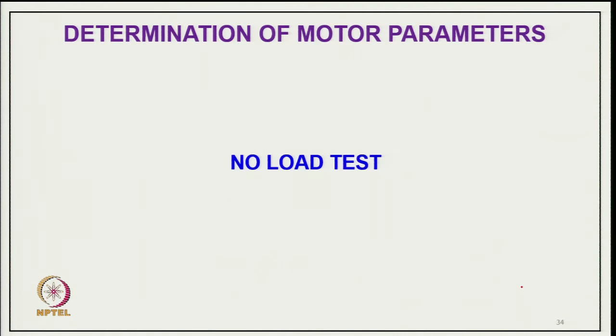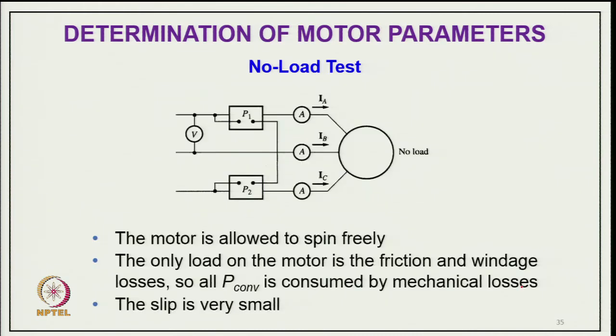So, now coming to the second test, that we call the no load test, or also the light running test of this induction motor. We have a voltage measurement as well as 2 wattmeters to measure the 3 phase power, and 3 ammeters of course, to conduct the no load test. Of course, you can have even typically 1 ammeter out of 3, because it is a balanced circuit. The motor is allowed to spin freely, and the only load on the motor is the friction and windage losses. So, all the input power is consumed by the mechanical losses.